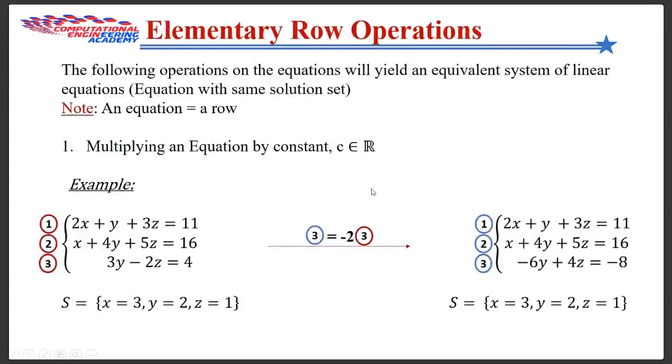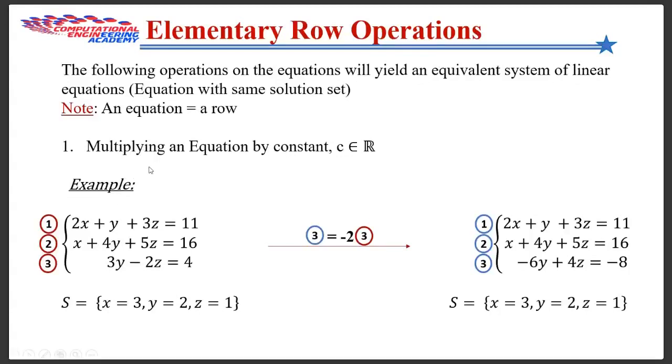The following operations on the equation, what we call elementary row operations now. Let's understand what that is. Elementary row operations are operations which, when conducted on a particular system of linear equations, will yield an equivalent system of linear equations, and the two of them will have the same solution set. Actually, equivalent system of linear equations means that they have the same solution set. So there are actually 3 basic elementary row operations.